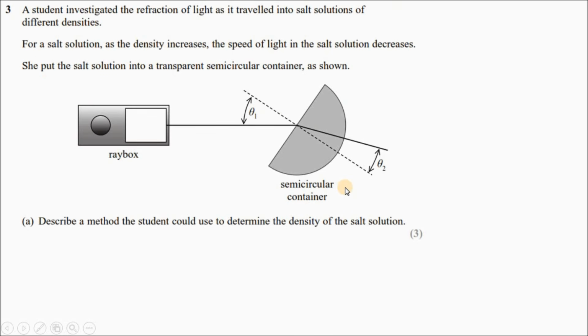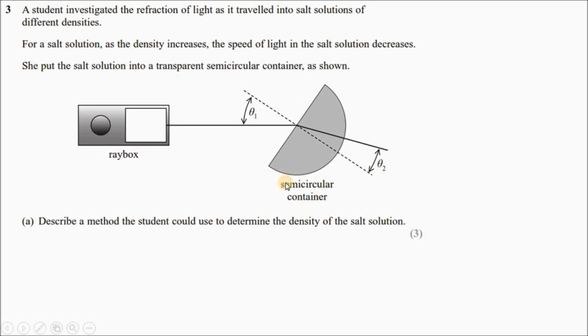Question number 3, a student investigated the refraction of light as it traveled into salt solution of different densities. For a salt solution, as the density increases, the speed of light in the salt solution decreases. She put a salt solution into a transparent semicircular container as shown. Semicircular container, ray box. Describe a method the student could use to determine the density of the salt solution.